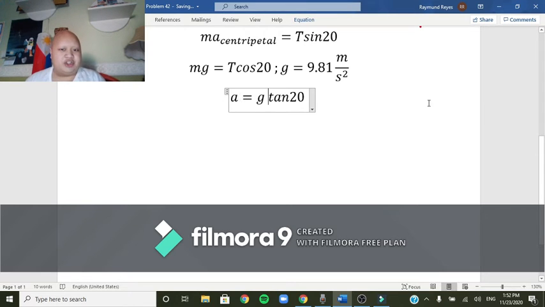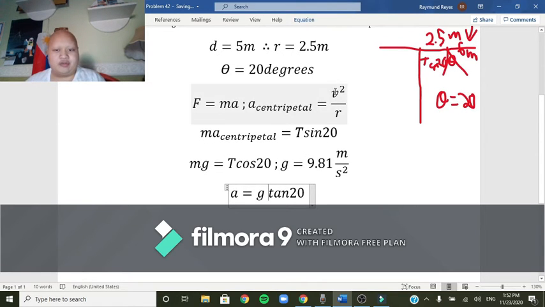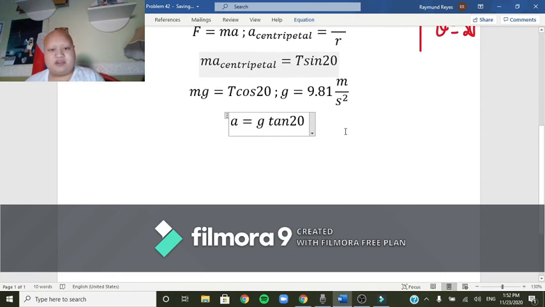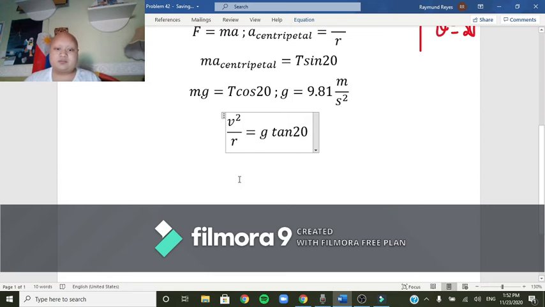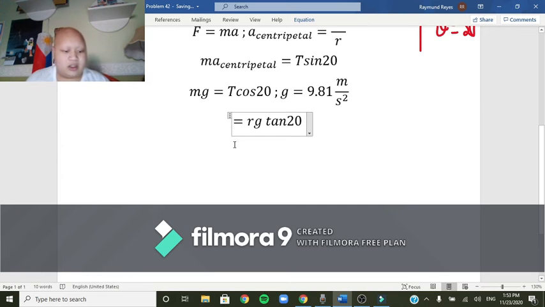And now, since we do not have a, and we're looking for v, and we're given r, and the car is going around a circle, the a will become v squared divided by r, and there you go. Now what you do, you multiply r by both sides to isolate velocity squared. And now the final part is you have to square root both sides, and then you have v.